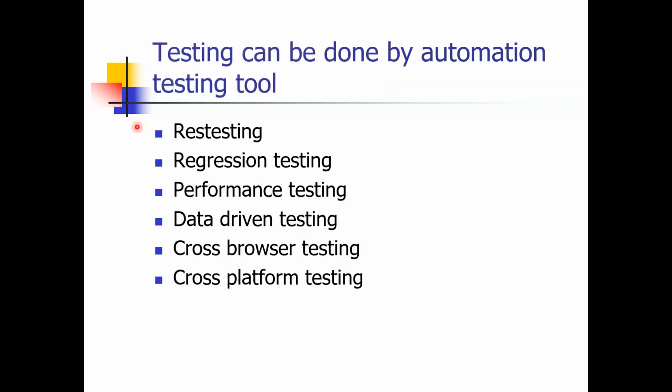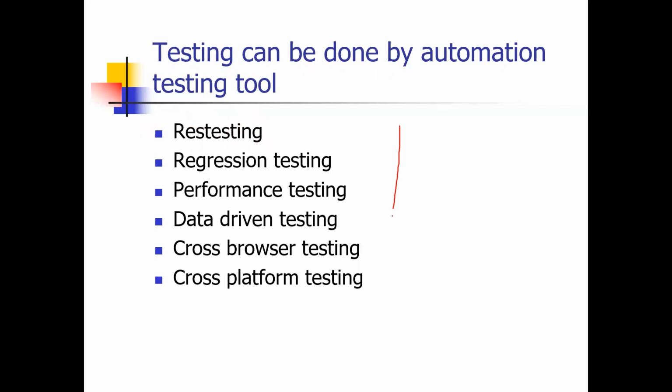Now, which type of testing can be done by an automation testing tool? First of all, retesting. It's a spelling mistake on the slide; it's retesting. What do you mean by retesting? Retest means testing again.